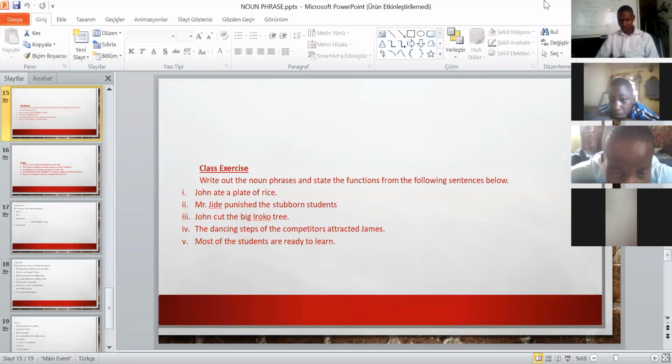What's its function? Subject of the verb. Mention the verb. Subject of the verb learn, no. Most of the students, no. Subject of the verb what? No clear answer yet. Subject of the verb are. That's correct. It functions as subject of the verb are. All right, you all tried. Let's take the next exercise.